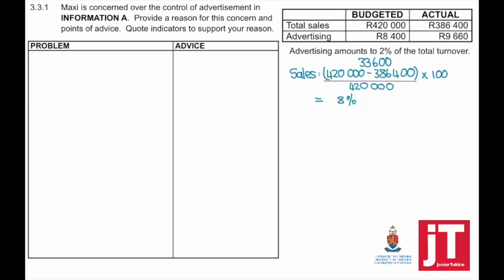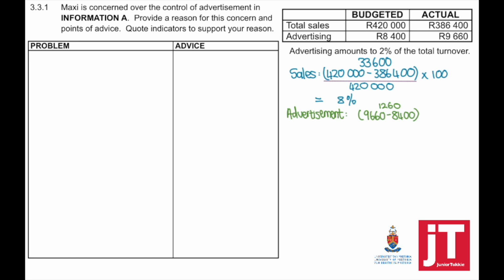Just a correction there, we have to take 420,000 minus 386,400, which means it was 33,600 less. Divided by 420,000 gives us 8%.